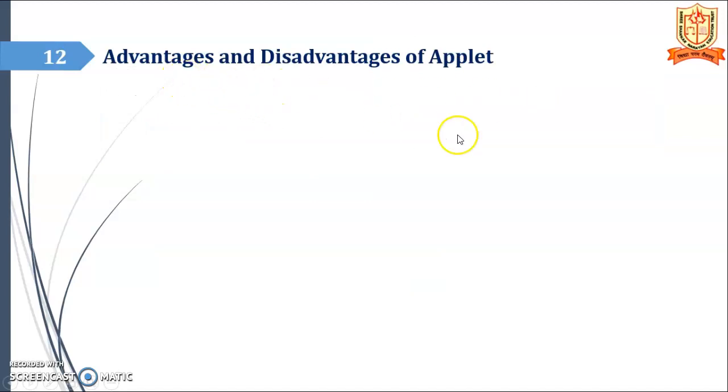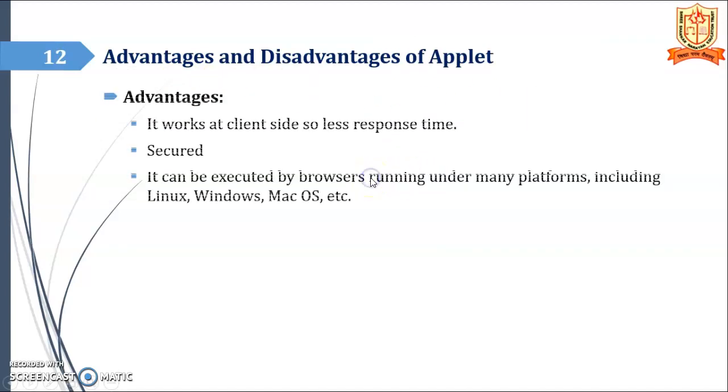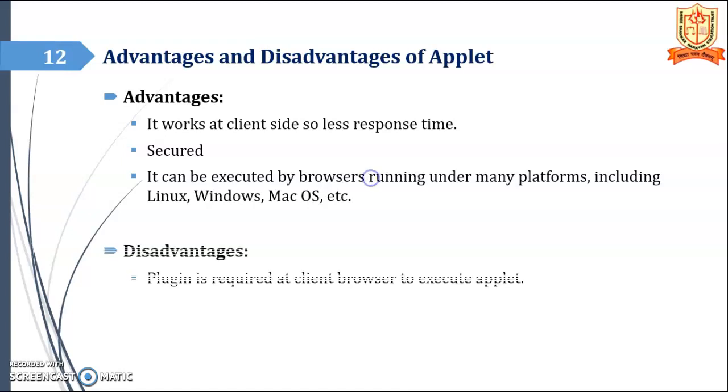Next, advantages and disadvantages of Java applets. The advantage is that it works on the client side, so there is very little response time. It is secure since it is on the client side. It can be executed by any browser running on many platforms, including Linux, Windows, Mac OS, etc. The disadvantage is that you require a plugin in your browser to execute an applet.